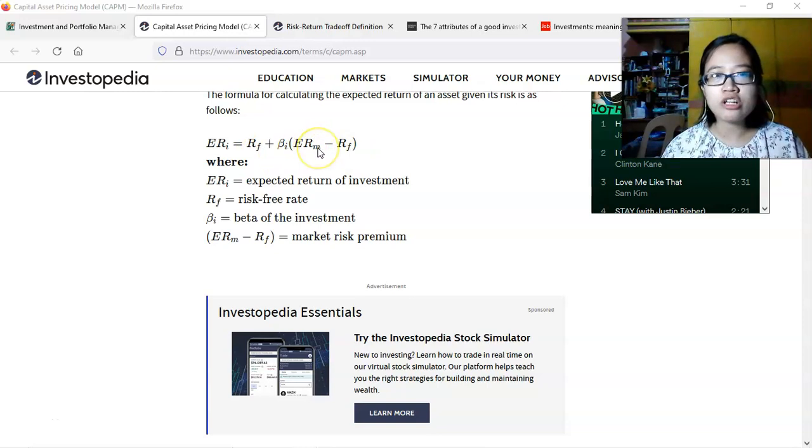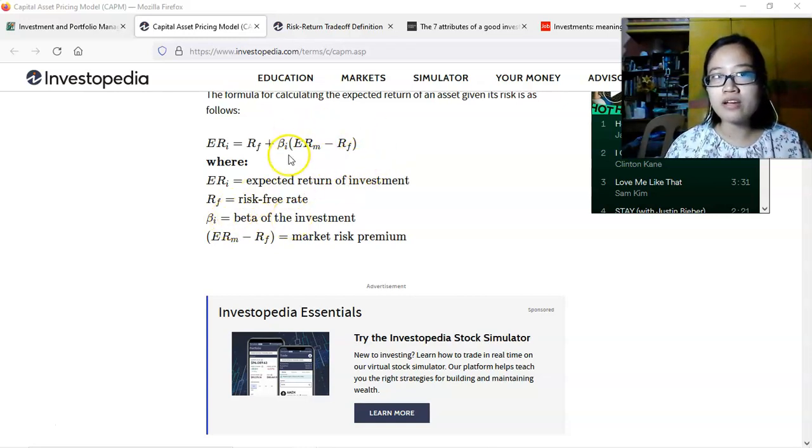Tapos itong expected return on the market. Ito yung pinakang index, di ba? We have the stock index, we have the bond index. But since this is normally used for stocks, stocks ang ginagamit dito. So this would depend on the performance of, let's say, the PSEI, Philippine Stock Exchange Index. Kung ano yung rate nun, minus mo yung risk-free rate, that would be your market risk premium.